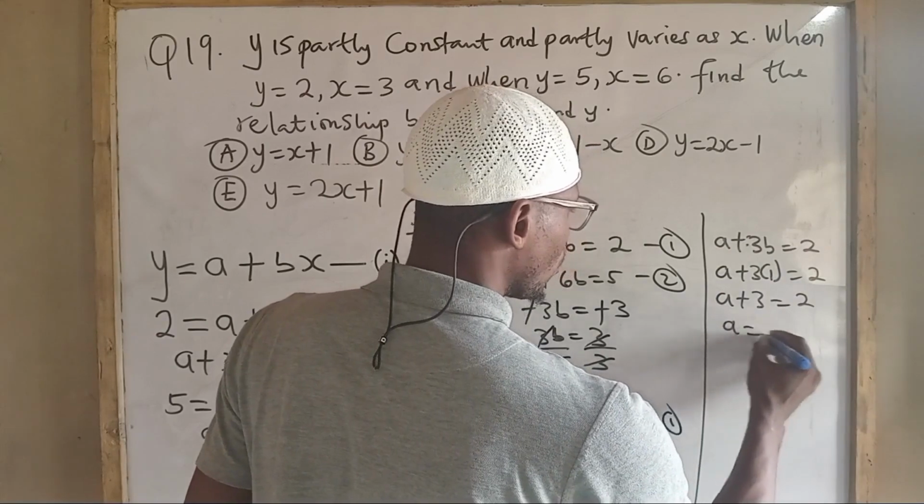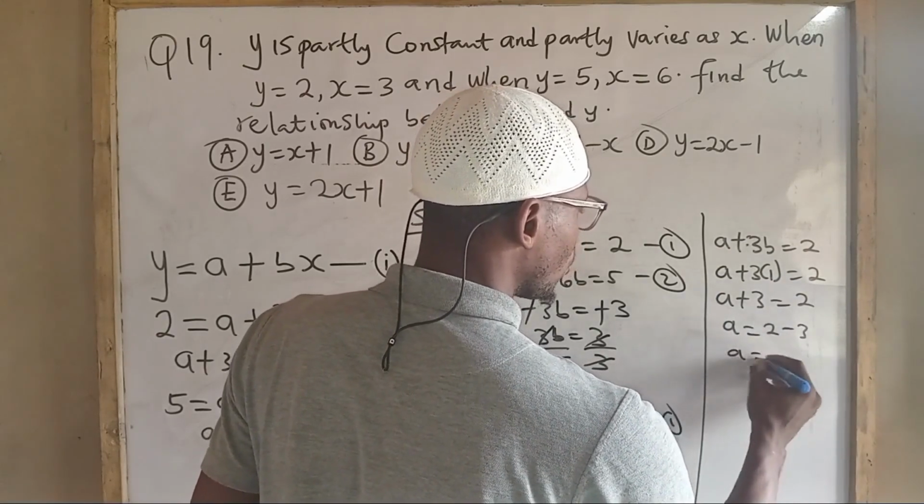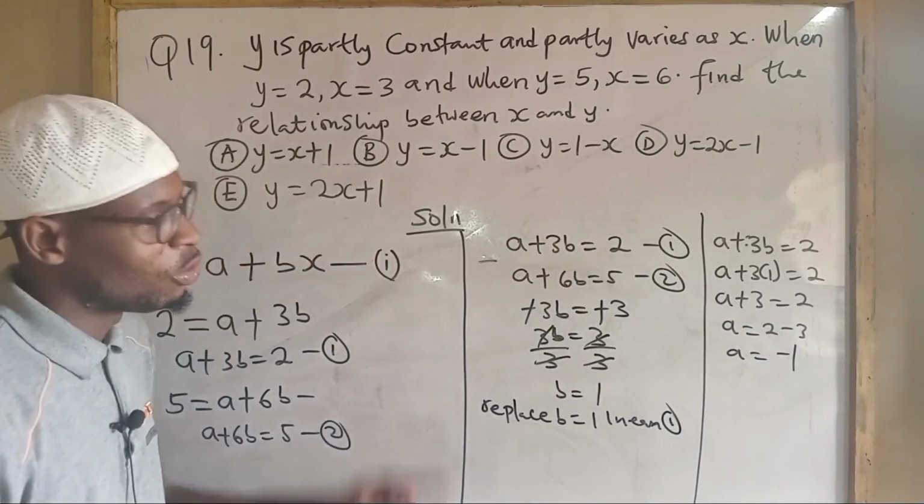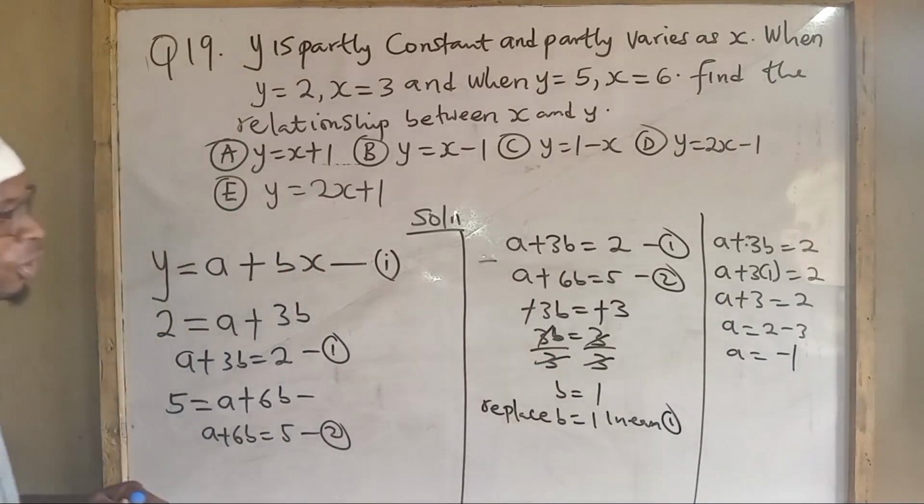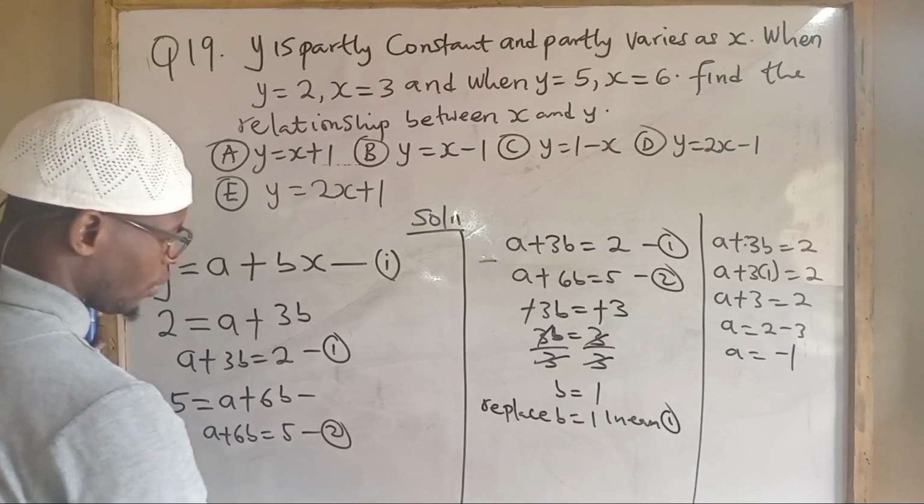2. So a equals to what? 2 minus 3, and a equals to what? Minus 1. So we have got the value of a and b. So we now come back to this equation.